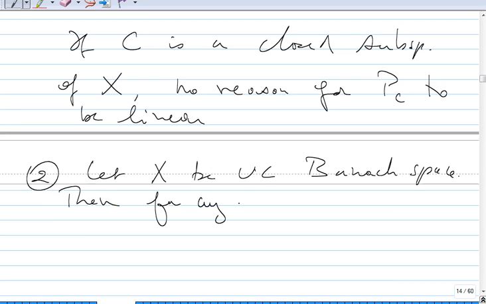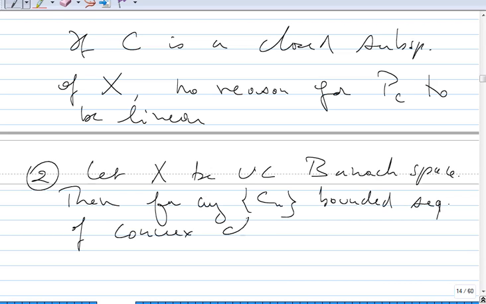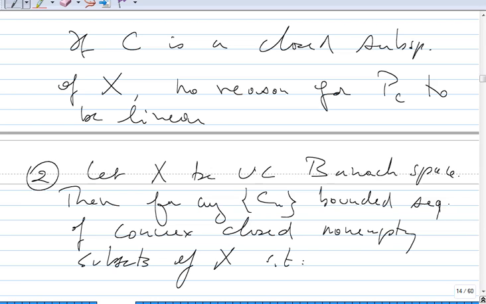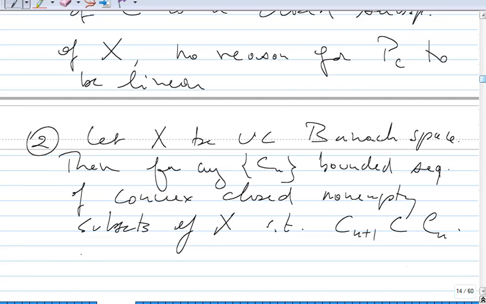for any Cn, a bounded sequence of convex, closed, non-empty subsets of X, such that here we assume decreasing, such that Cn plus 1 is smaller than Cn. So it's a decreasing sequence. Then the intersection of the Cn's is not empty.